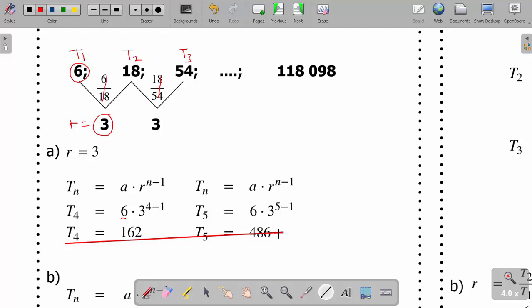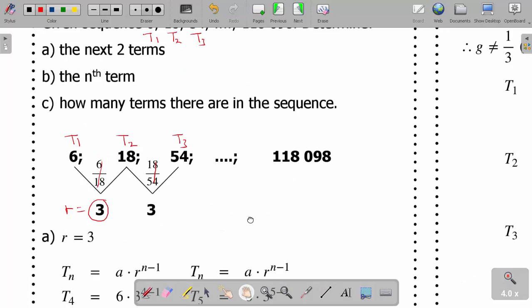Alright, let us continue. Okay, so we are saying that they wanted the next two terms, right? This one is here. Next two terms here. What about part B? What do they want in part B? What must we find? Let's check it again.